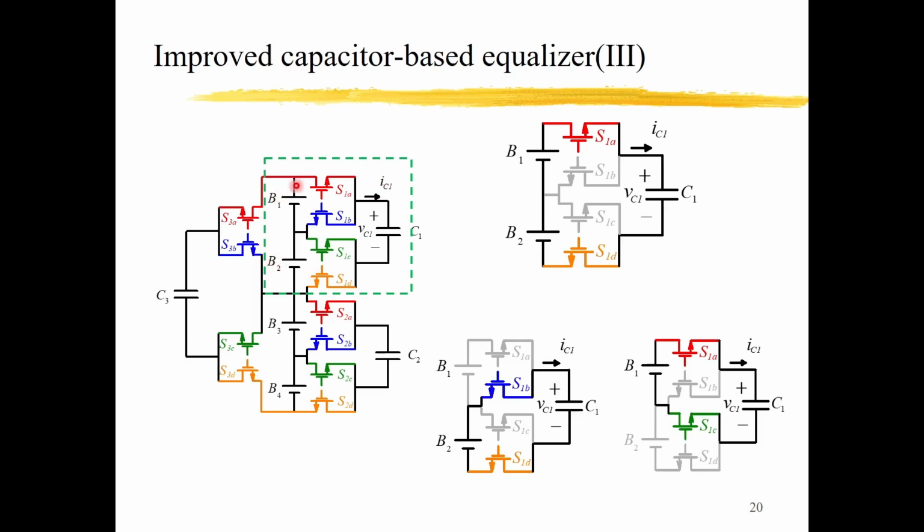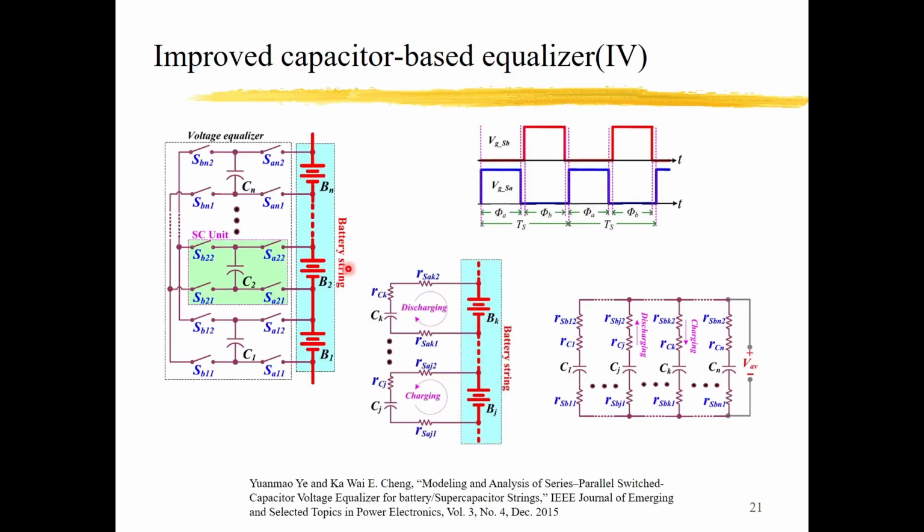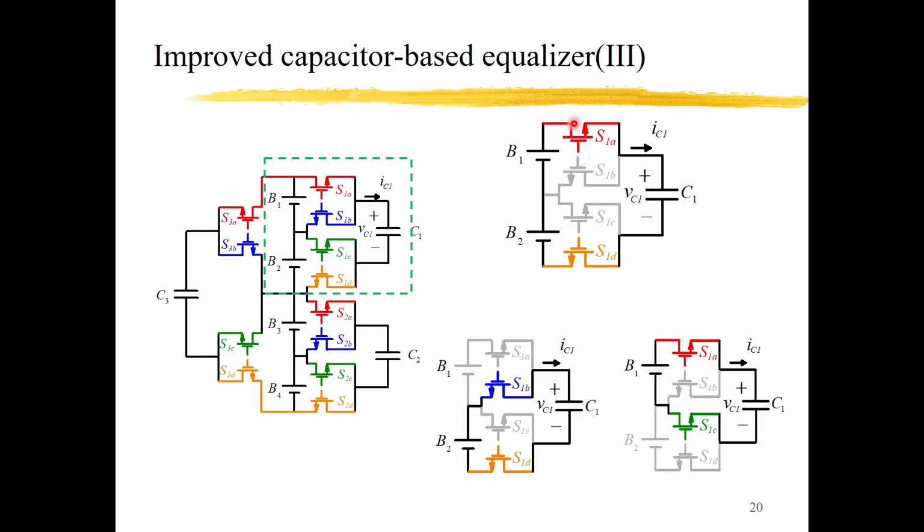I take this one as an example. So here, when we charge the capacitor, we transfer the energy from the batteries to the capacitor. Actually, we transfer two battery voltages to the capacitor. So the capacitor voltage will be equal to twice that of the batteries. So the voltage here is higher than any one of the batteries.